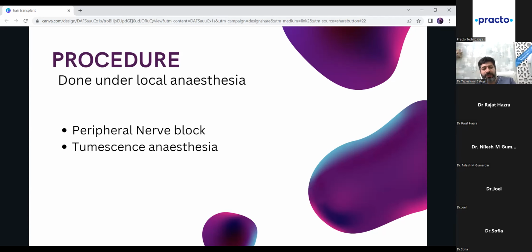The anesthesia is of two types. One is giving the peripheral nerve block. Once we give the peripheral nerve block, the whole scalp, the whole head, is anesthetized, and then we add the tumescent anesthesia. Tumescent anesthesia has two advantages. First, it adds to the anesthesia. Secondly, it contains adrenaline, which controls the bleeding. It is very important to wait after giving anesthesia so that the adrenaline has its effect. It is very difficult to extract hair in bleeding skin, so it is always better to wait 10 to 15 minutes after giving tumescent anesthesia before starting the surgery.